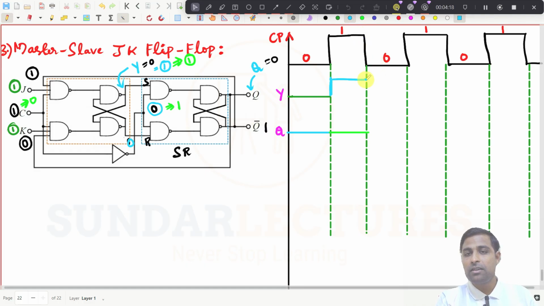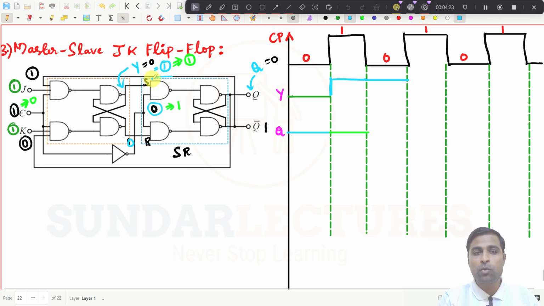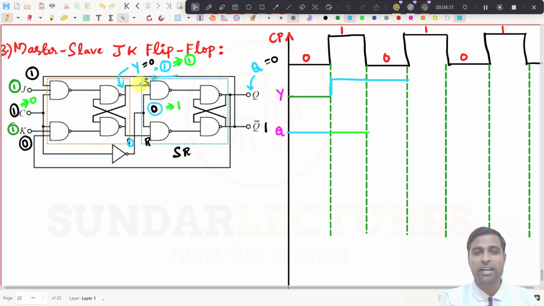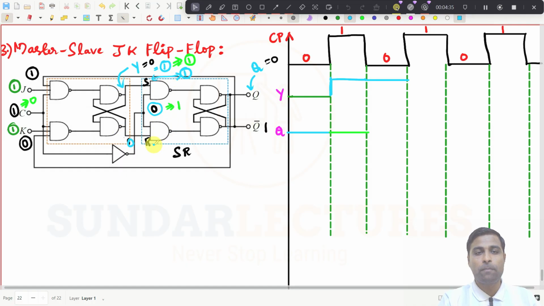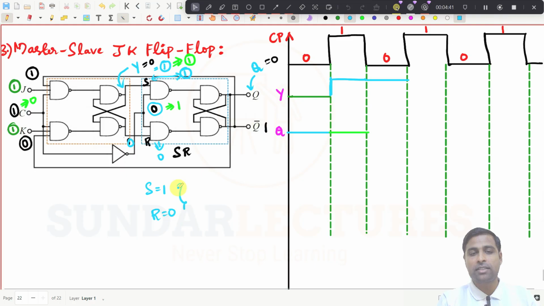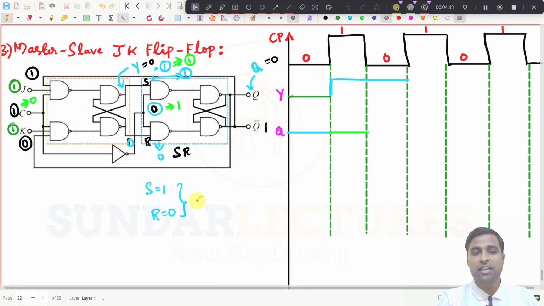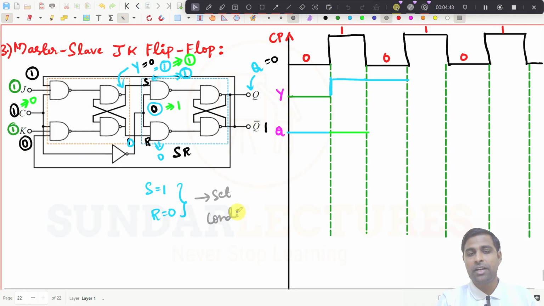Here, this one will again be retained. So what happens here? Since this is 1 now, S is getting 1 because this 1 is connected to this point, and this 0 is connected to this point, so R is getting 0. So S is equal to 1, R is equal to 0. What is this condition? It is a set condition, right? Set condition. Try to understand.